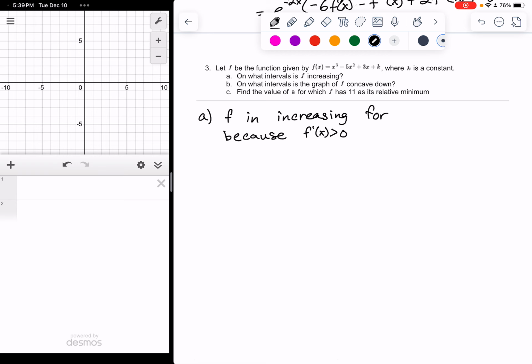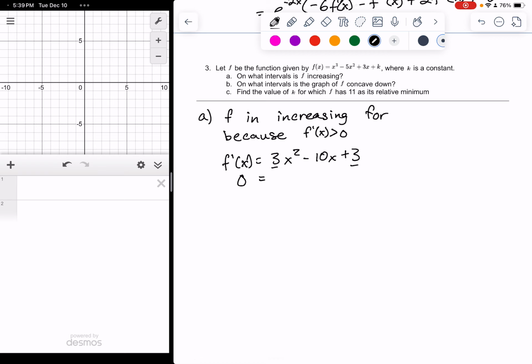All right, well, f prime of x is just a bunch of power rule here. We have 3x squared for the first term, minus 10x for the second term, plus 3 for the third term, and then the k goes to 0 since it's a constant. I want to set this equal to 0 and try to factor it a little bit.